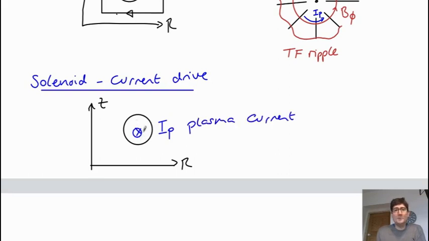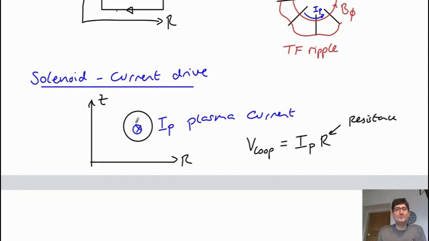And now in order to make a plasma current go around here, we need a voltage because the plasma has some resistivity. And so we need a voltage, so V loop is the voltage around the plasma, which is the plasma current times resistance. So it's the electrical resistance of the plasma, and so this is just V equals IR for treating the plasma as a circuit. And so we need to have a voltage.